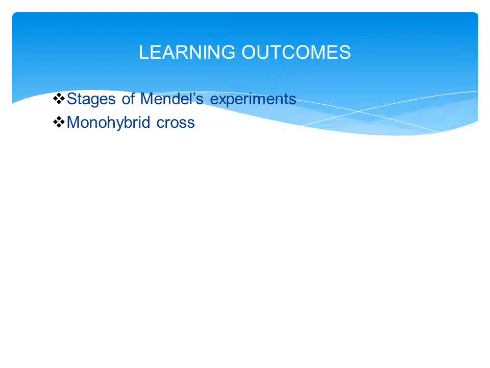Now I think in the previous slide I discussed the 7 pairs of contrasting characters of a pea plant. I think you do remember that. If you don't, please go through that video again before reading this one, or else it will be difficult for you to understand these experiments. So let us start with the experiment.